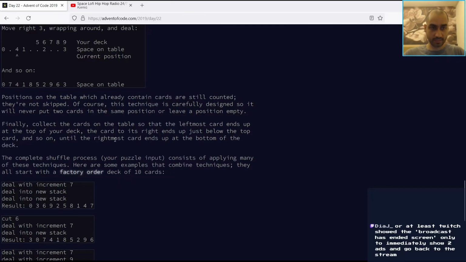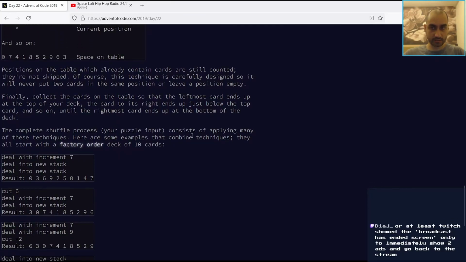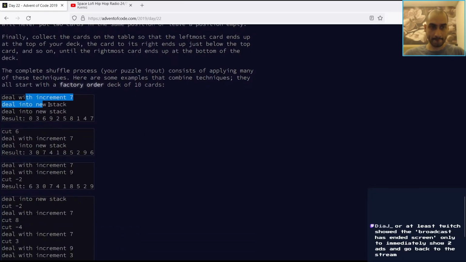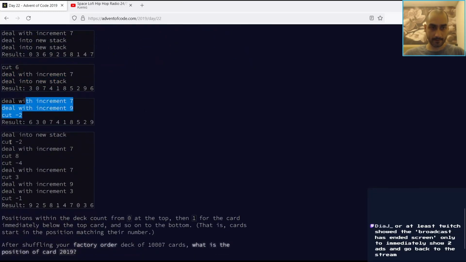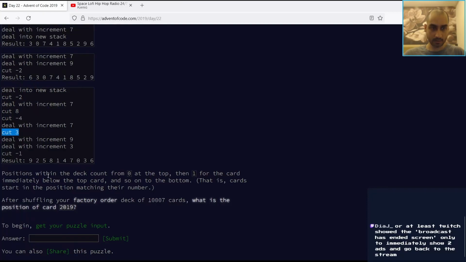The complete shuffle process consists of applying many of these techniques. Here are some examples that combine techniques. They all start with a factory order deck of 10 cards. Okay. Yeah. Alright. Positions within the deck count from 0 at the top. Fine. Blah, blah, blah. So we've got 10,000 cards.